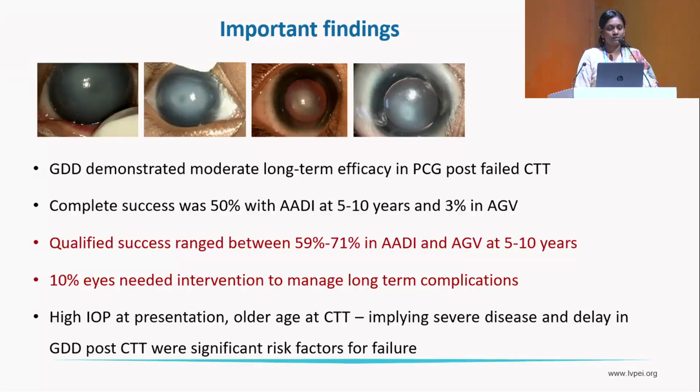Qualified success ranged between 59 to 71% in RD and AGV at 5 to 10 years. 10% of eyes needed intervention to manage long-term complications. Higher IOP at presentation and older age at CTT were significant risk factors for failure.